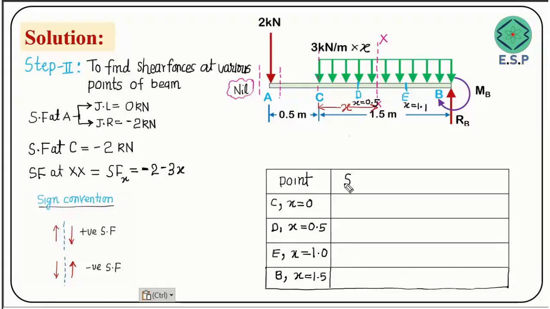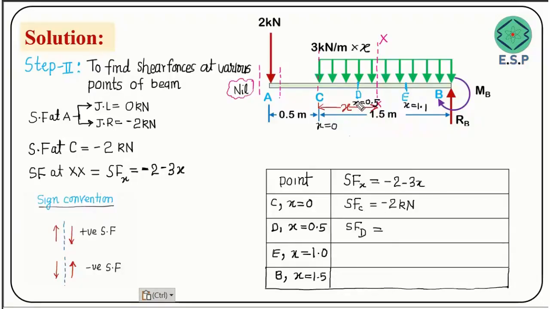The shear force at the corresponding point is given by minus 2 minus 3x. So let's calculate. First I put x equal to 0, because at C, x is going to be 0, friends. We are starting from here. So you'll get the shear force at point C as only minus 2 kilonewton. We have already calculated that, minus 2 kilonewton. Now we'll find the shear force at point D.